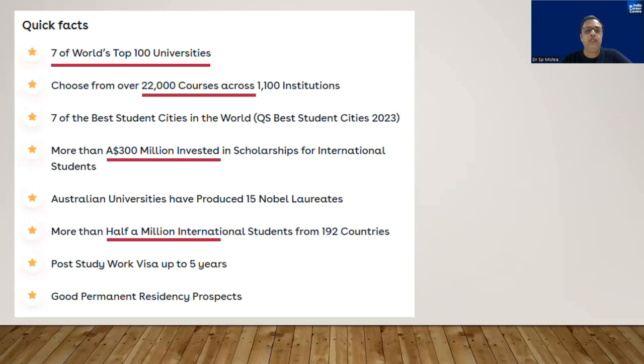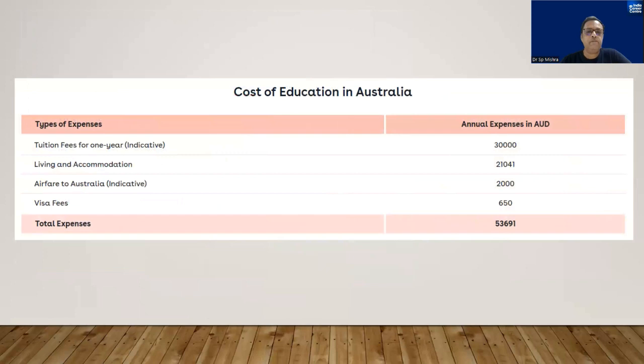More than 500,000 international students are studying there, which is roughly about 5 lakh students from 192 countries, and a post-study work visa of up to 5 years is available. Of course, not for all of them, but for some of the specific ones. And as I mentioned earlier, there is a possibility to become a citizen over there as well.